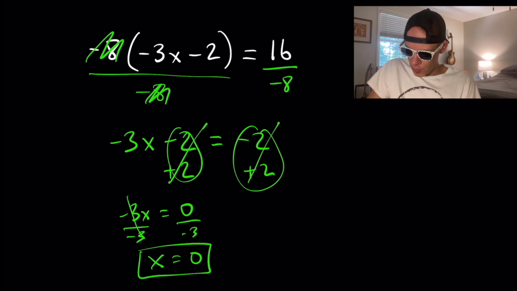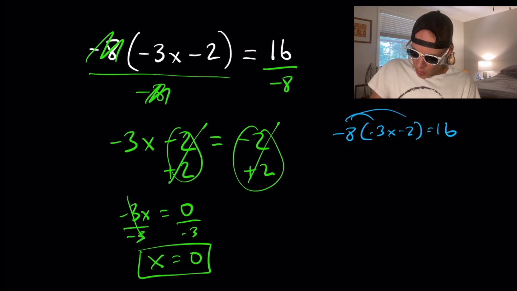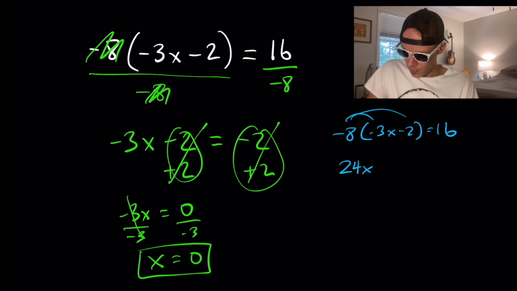If I want to use the distributive property method, I can just rewrite it over here. Negative 8 times (negative 3x minus 2) equals 16. I'll distribute that negative 8 in, so negative 8 times negative 3x is 24x. Negative 8 times negative 2 is positive 16, equals 16.